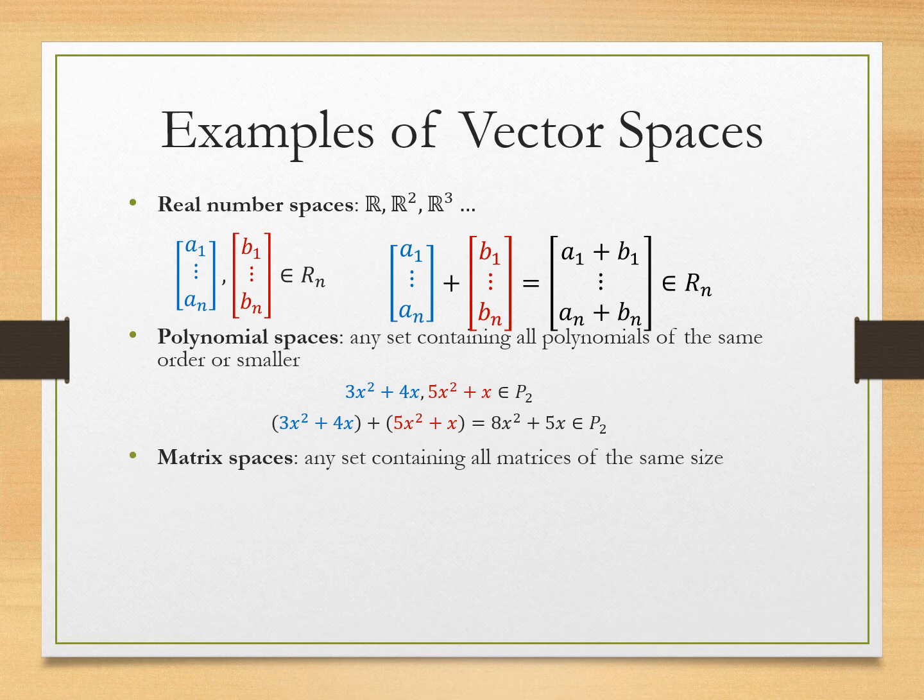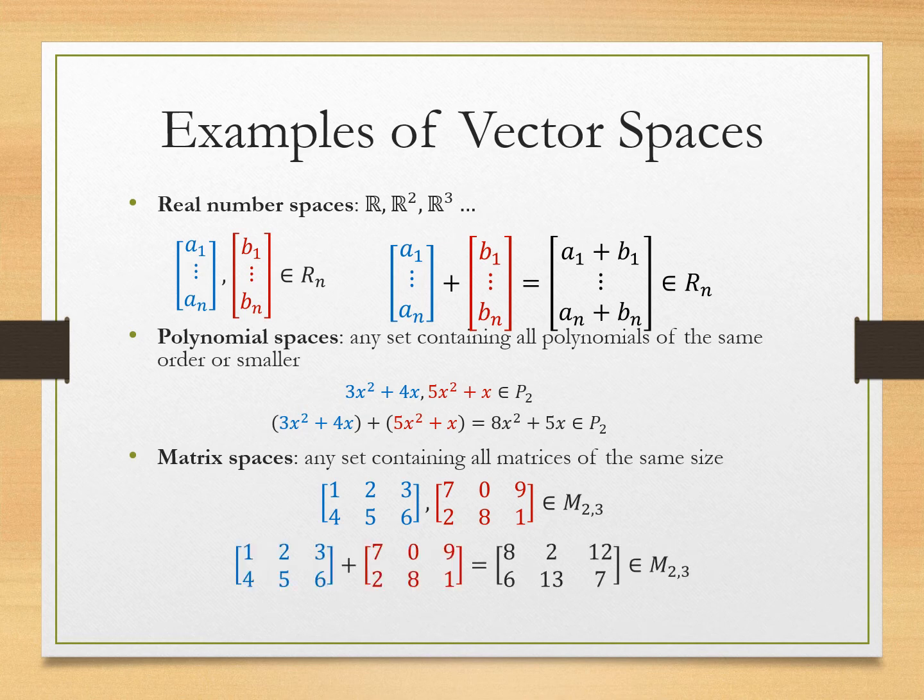Matrix spaces. Any set containing all matrices of the same size, because as we know, matrix addition and scalar multiplications are defined element-wise. So when you add two matrices of the same size, you get back a matrix of the exact same size. So that's self-contained.